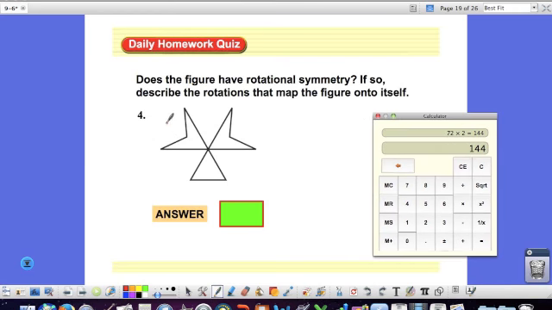is 144. So as rotational symmetry, it's 72 degrees and 144 degrees. And this figure, look here, that's not it, right? That would not be it. But it would have a line of symmetry right here, but it has no rotational symmetry.